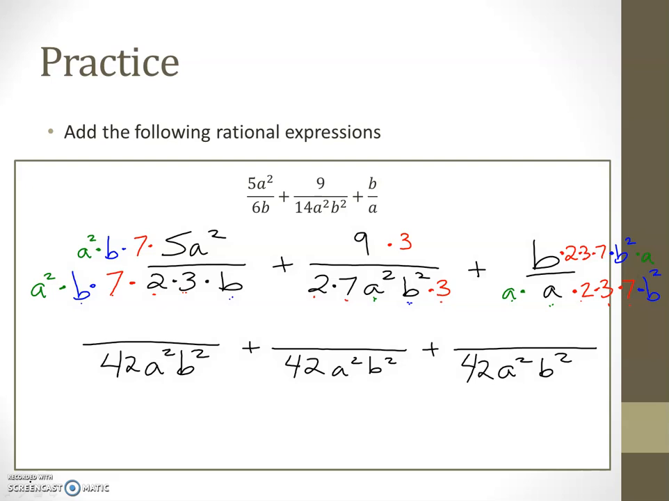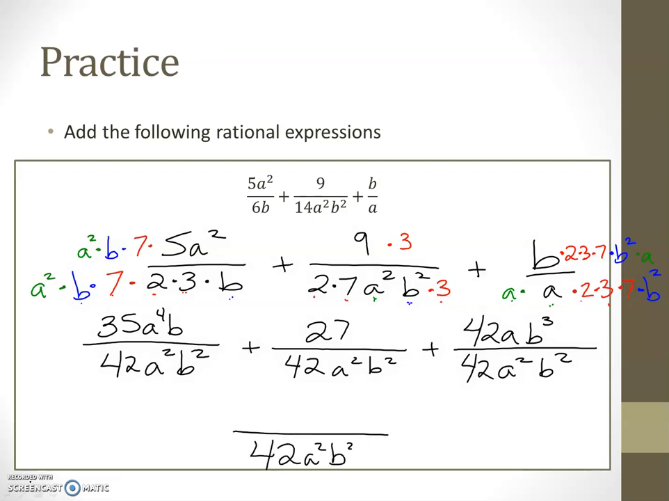Now, up top, I've got 7 times 5, which would be 35. I've got a squared times a squared, so that's now a to the 4th, and then I've got a b. I've got 9 times 3, that is 27. I've got 2 times 3 times 7, which is 42. I've got a b times a b squared, which is b cubed, and then I have a single a, which is a. Our denominators are the exact same. So we have one simple denominator, 42a squared, b squared.